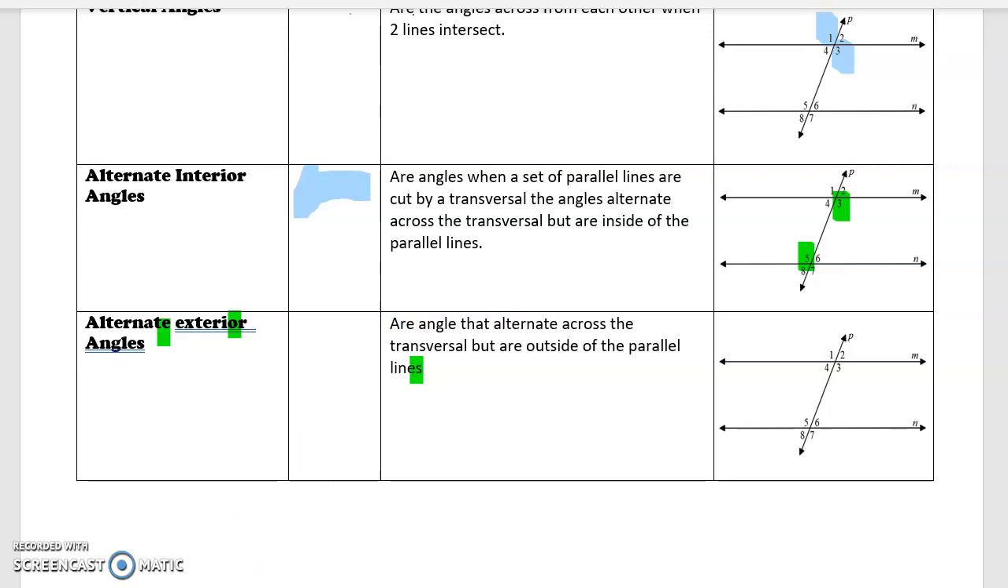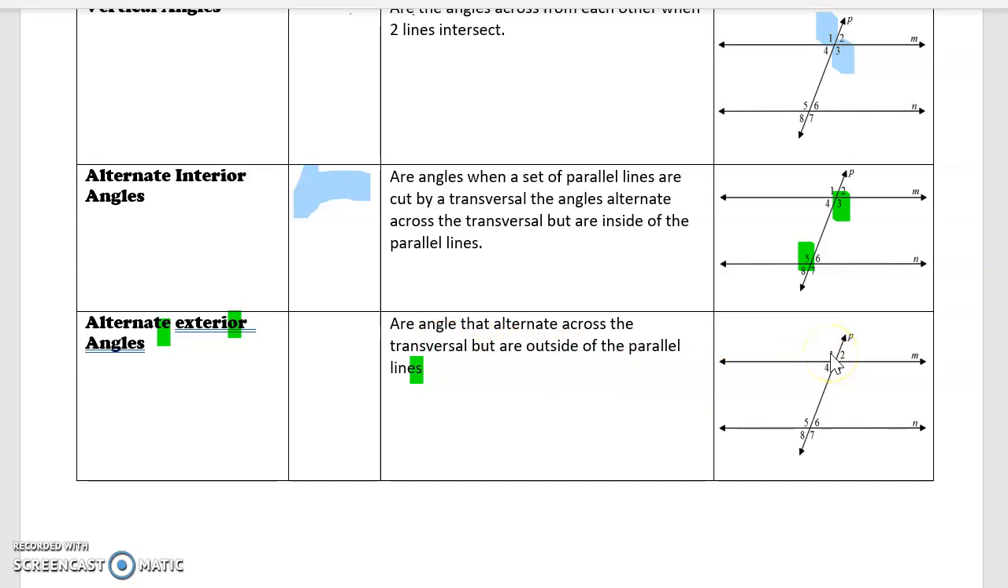And I know some kids are in there being huffy and puffy about it. Yes, I made a mistake. Oops, my bad. Please forgive me. For some reason I thought that we would come back to alternate exterior angles, and we didn't. So I need us to make sure that we know what alternate exterior angles are. They are angles that alternate across the transversal but are outside the parallel lines.